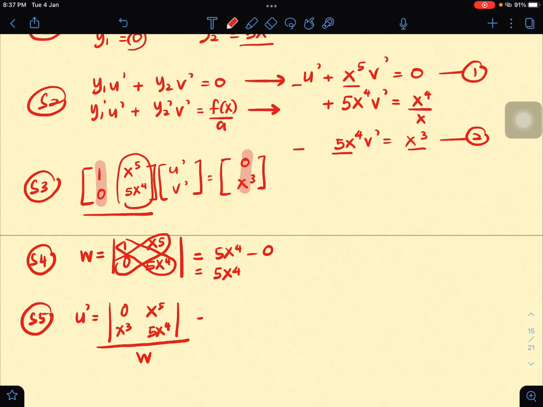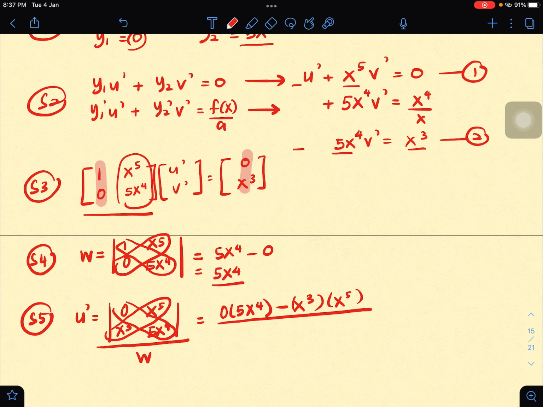Okay, so determinant of this one is multiply 0 and 5x power of 4 minus x power of 3 multiplied by x power of 5 divided by w. Your w is 5x to the power of 4. Okay, so this one is 0. So you have negative x to the power of 8 divided by 5x to the power of 4. So you will have negative 1 over 5x to the power of 4. This one is your u prime.